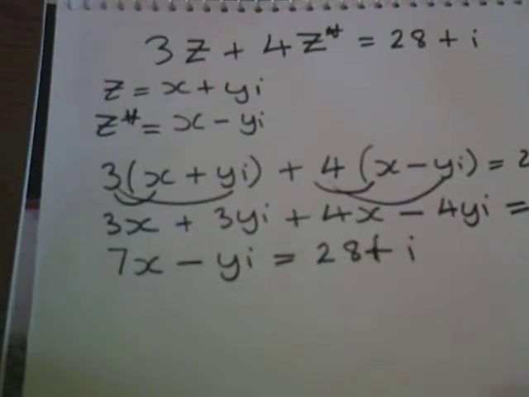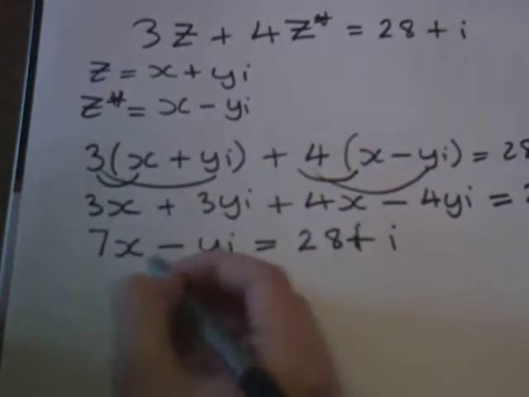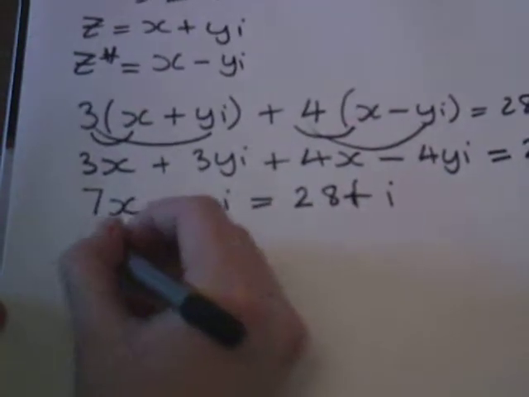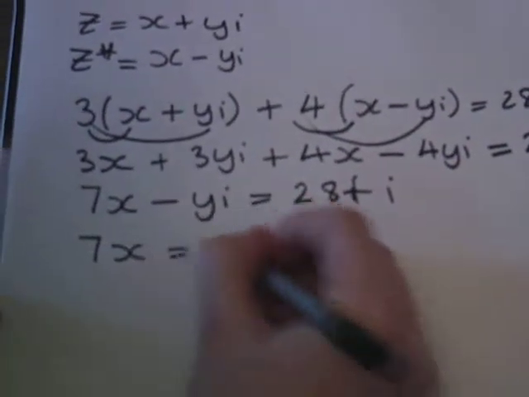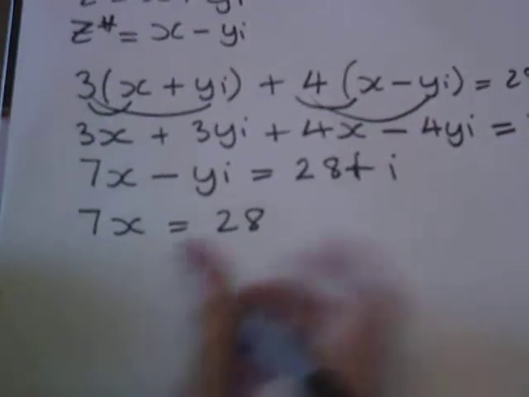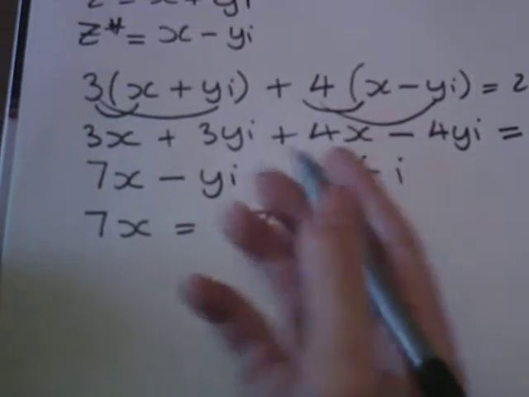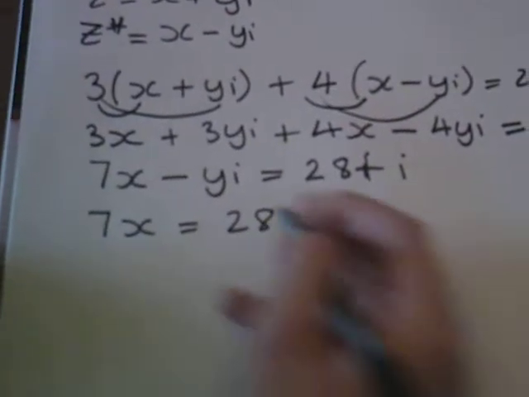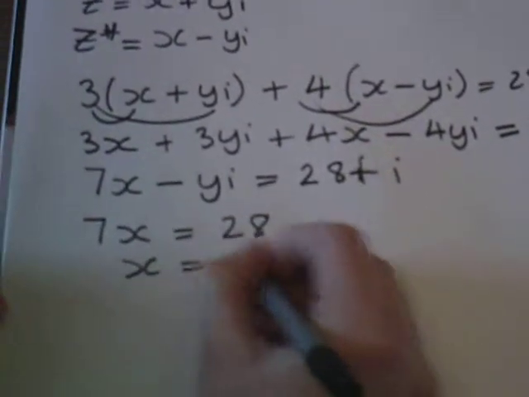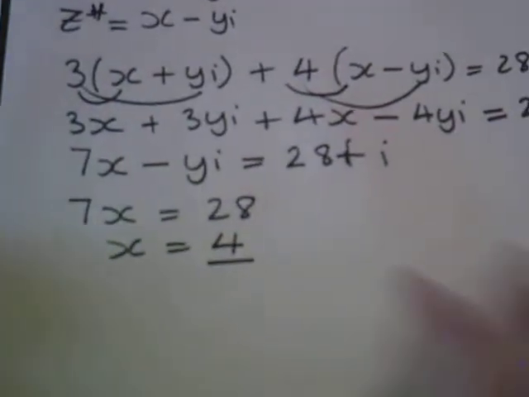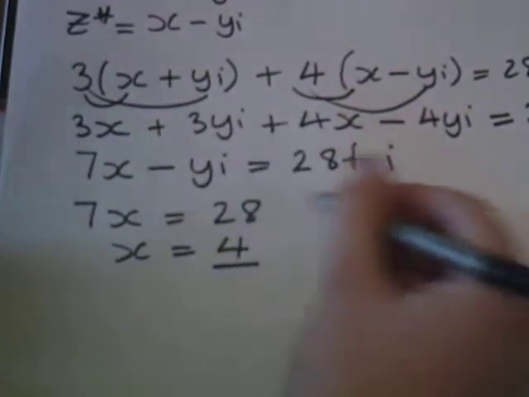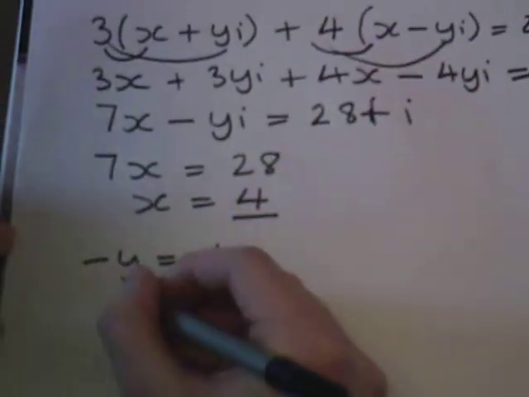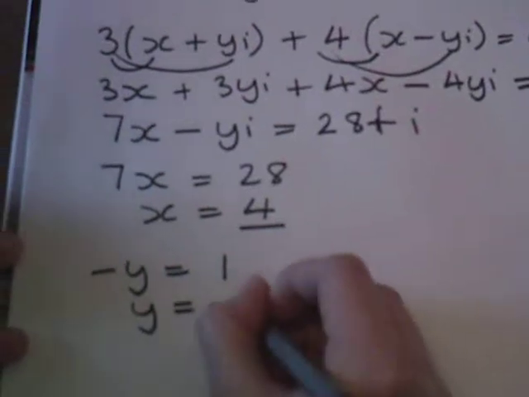So now, as we did previously, we can compare the real parts and compare the imaginary parts. So 7x is equal to 28. Well, that's quite simple from there, because you have probably done this since GCSE or even Key Stage 3. You could solve a linear equation like that. So you're just going to divide the 28 by 7. So x is equal to 4. And now we're going to equate the imaginary parts, so we're going to compare them. So minus y equals 1, so y equals minus 1.